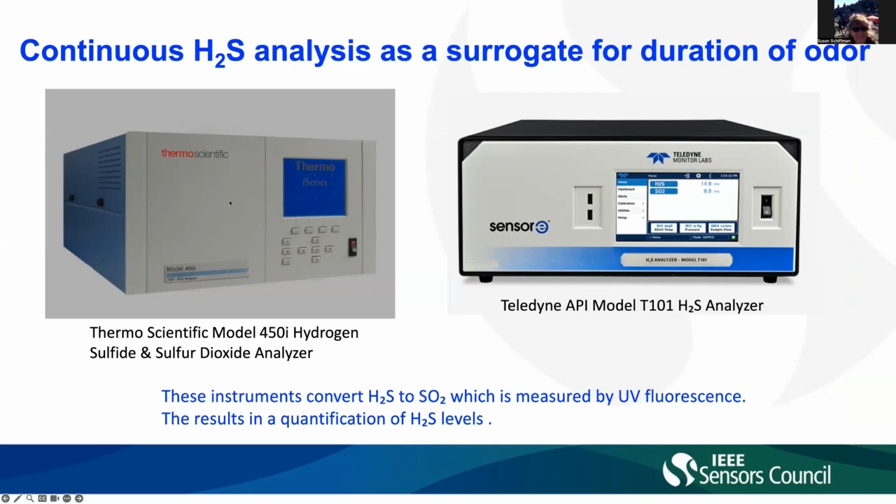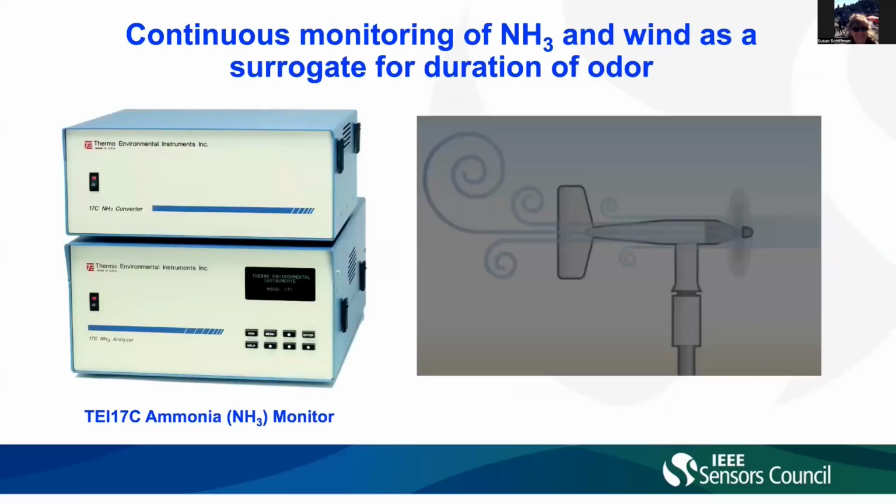Another way of looking at duration is to use a continuous monitor that might look at one particular compound, for example, hydrogen sulfide. These are two that we've used. These instruments convert hydrogen sulfide to sulfur dioxide using UV fluorescence. They'll be continuously monitoring the hydrogen sulfide, which will give you some idea about at least one compound that is in the odor plume. This can also be done with continuous monitoring of ammonia, and this is another instrument that we've used. Or you can also look at wind direction and decide how long the duration of that odor is, if it's blowing in that direction.